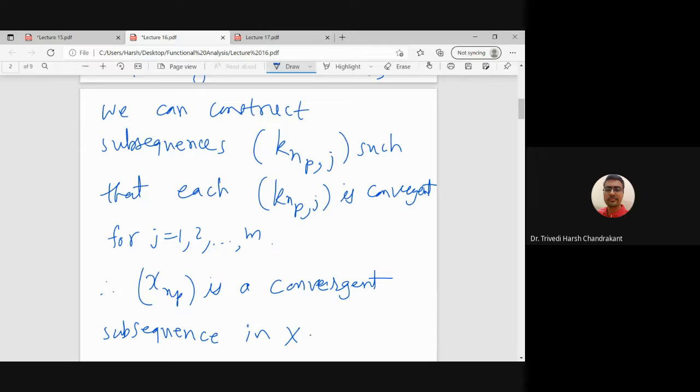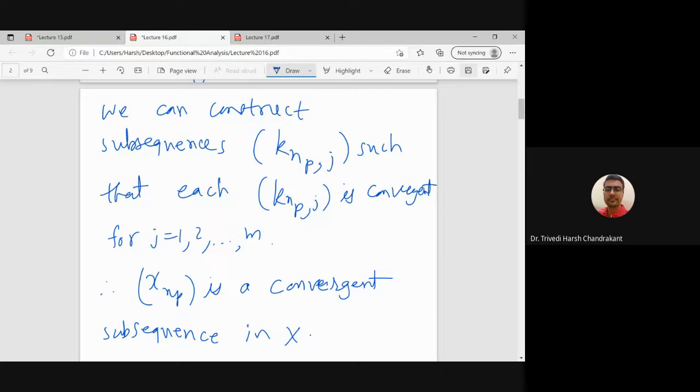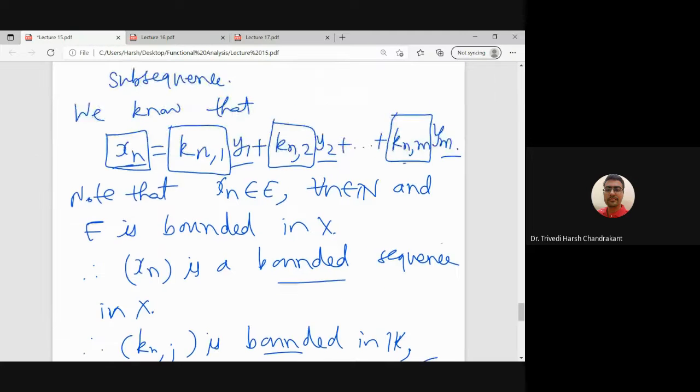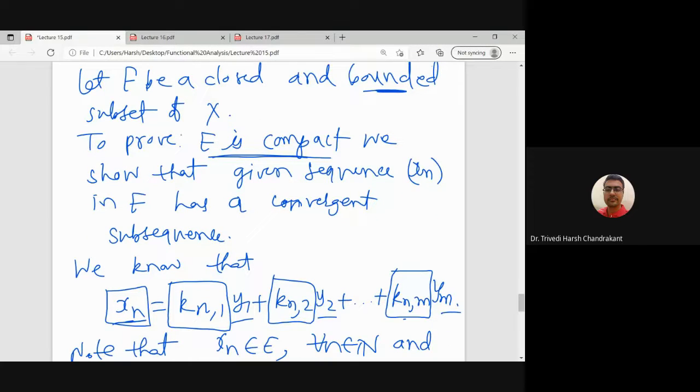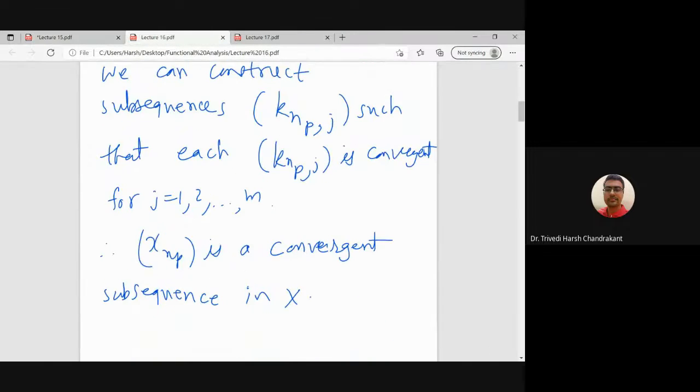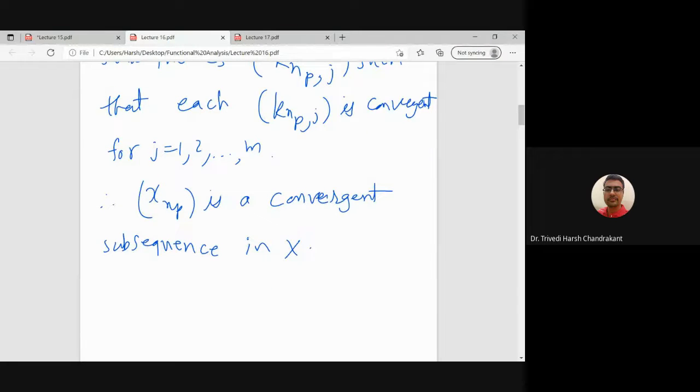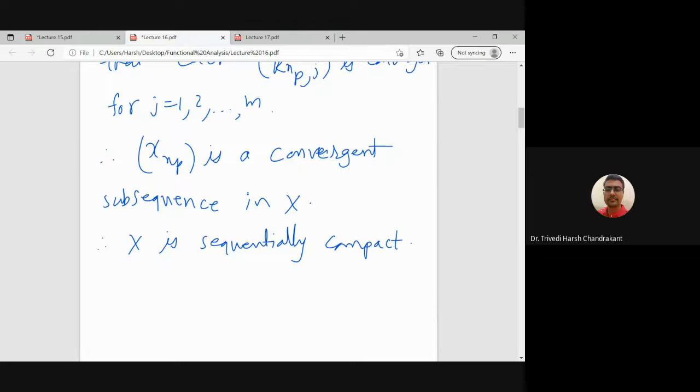So from where we started, assuming that x_n is any sequence in E, we proved that it has a convergent subsequence. So that is sequential compactness. So therefore E is sequentially compact, and therefore E is compact.